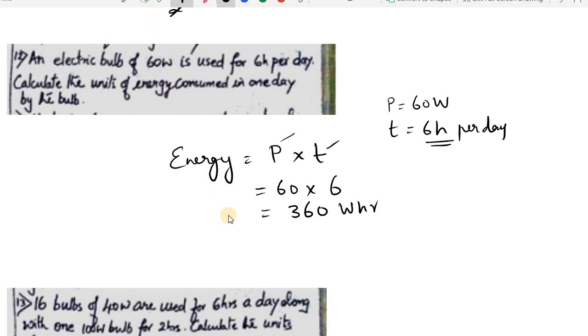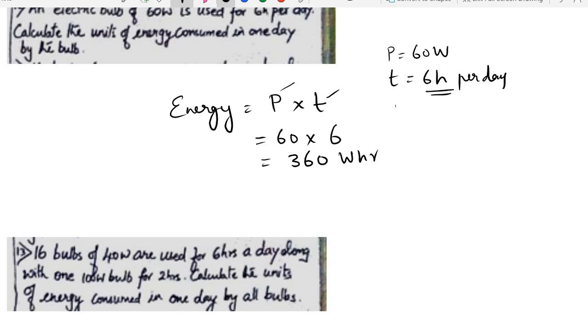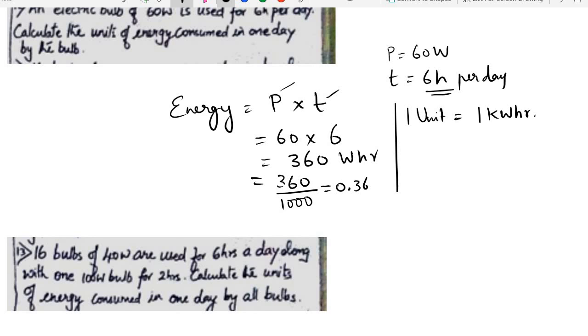But the question asked is units of energy. So 1 unit of energy is normally 1 kilowatt hour. So this needs to be converted into kilowatt hour. So 360, the watts should be converted to kilowatt. So 360 by 1000, or 0.36 kilowatt hour, or I can write it as 0.36 units.